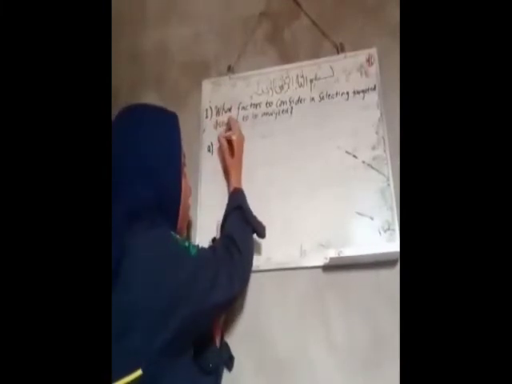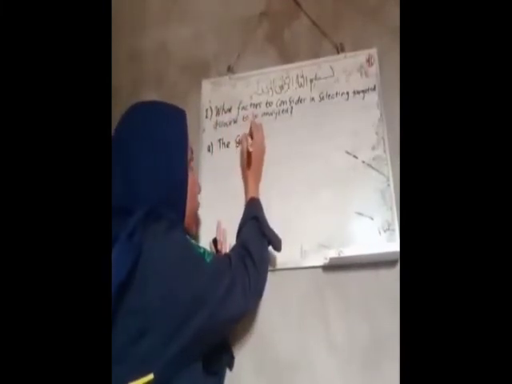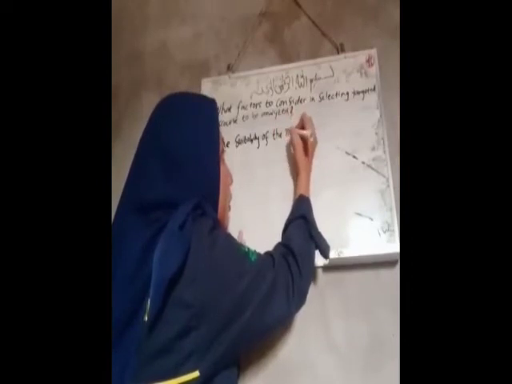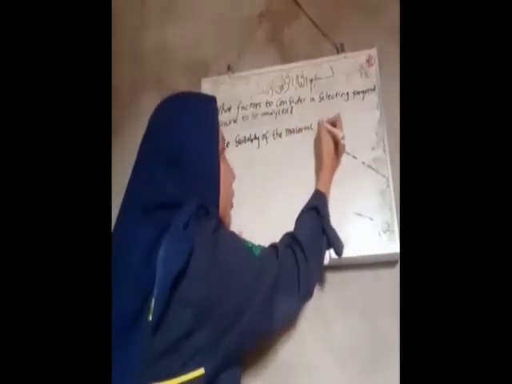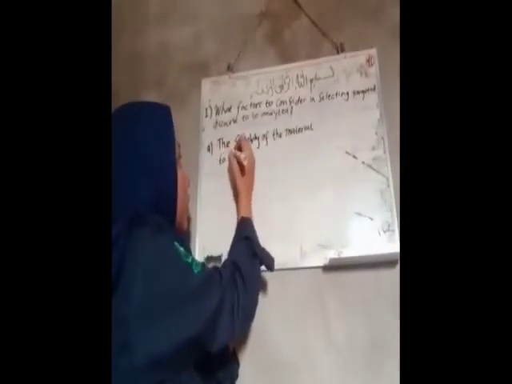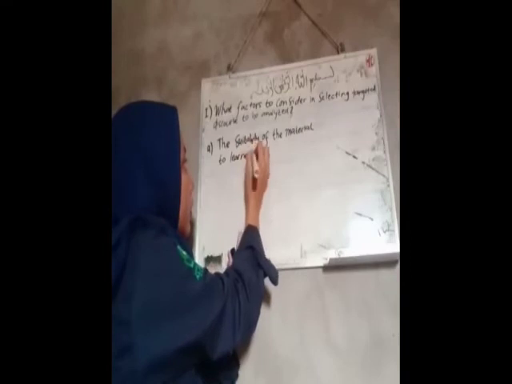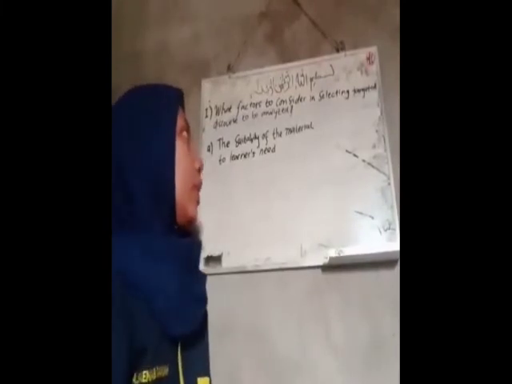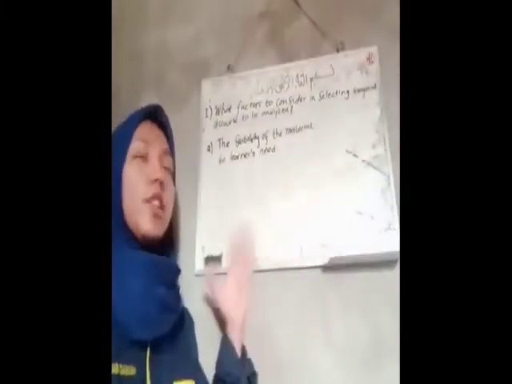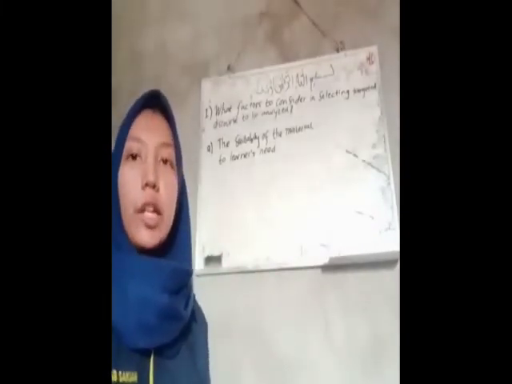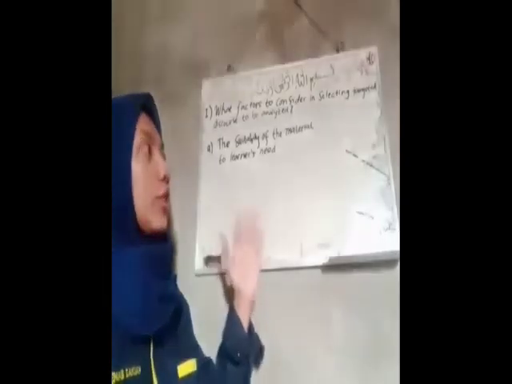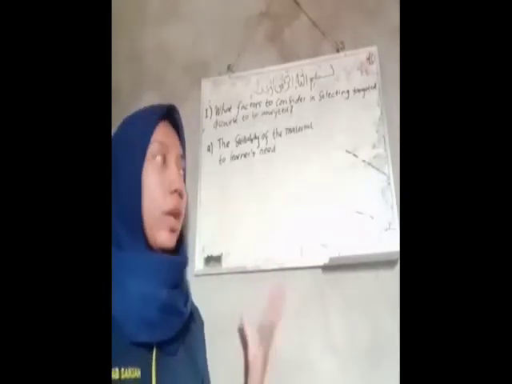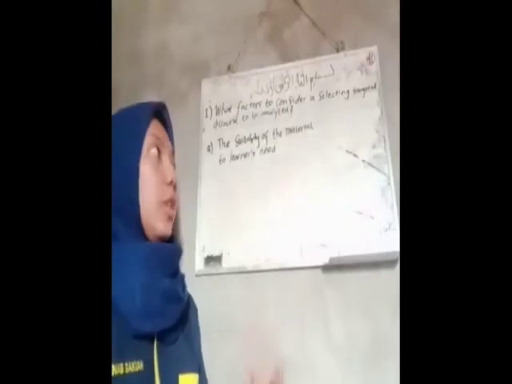the first is called the suitability of the materials to the learners' needs. So learners' needs here refers to what learners want to learn and hope to achieve. So if the learning materials are appropriate to the learners' needs, it is easier to grab their attention so that the objective of the learning can be achieved more easily.